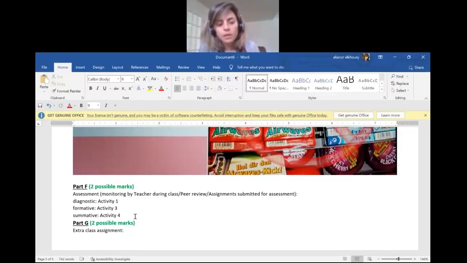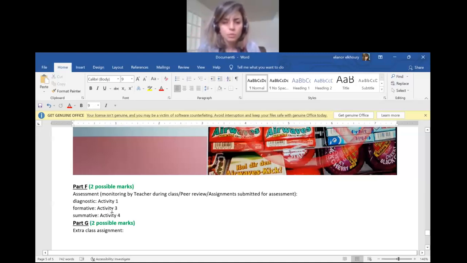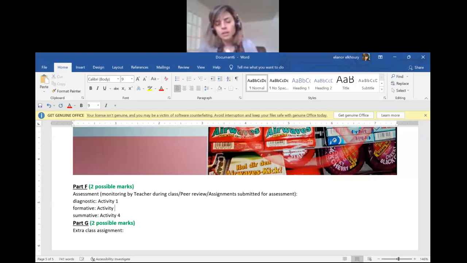For the formative, I counted on activity two, because they had to write their own sentences using the words we covered. So this was formative for me. And the summative is the last activity where they had to write the rules. When it comes to the extra class assignment, I didn't give them any for this activity.